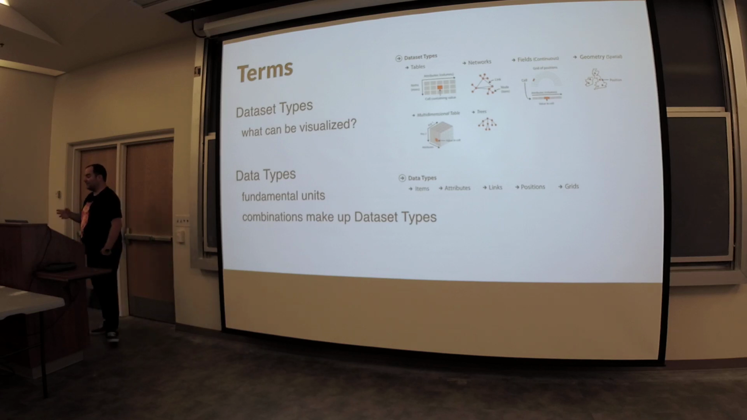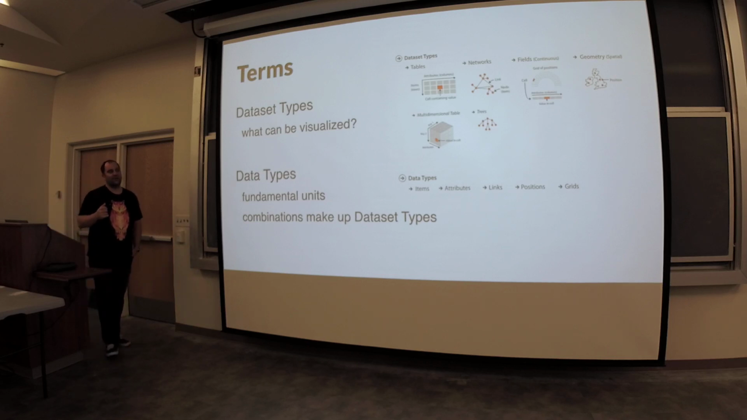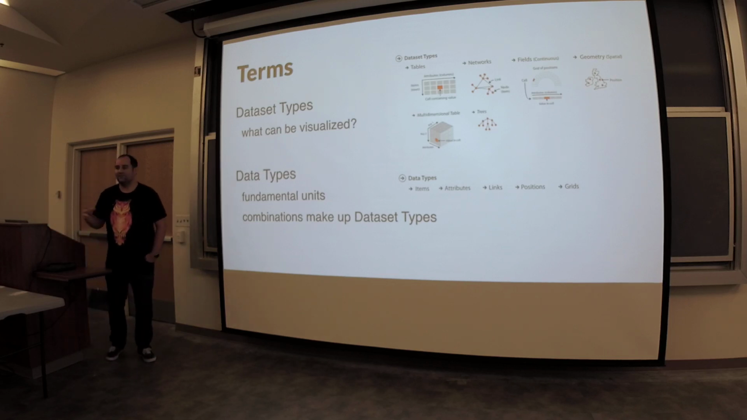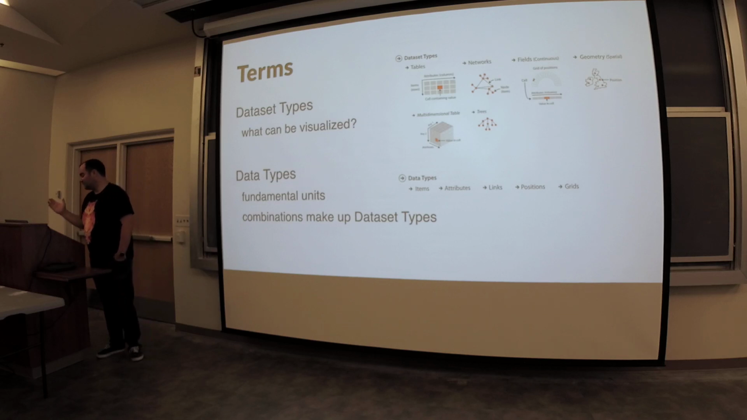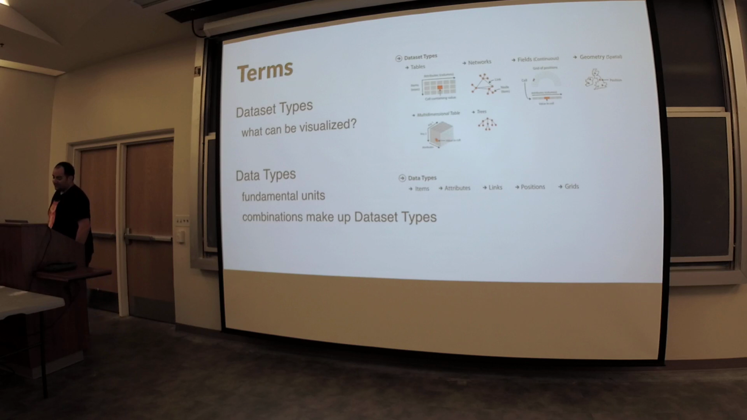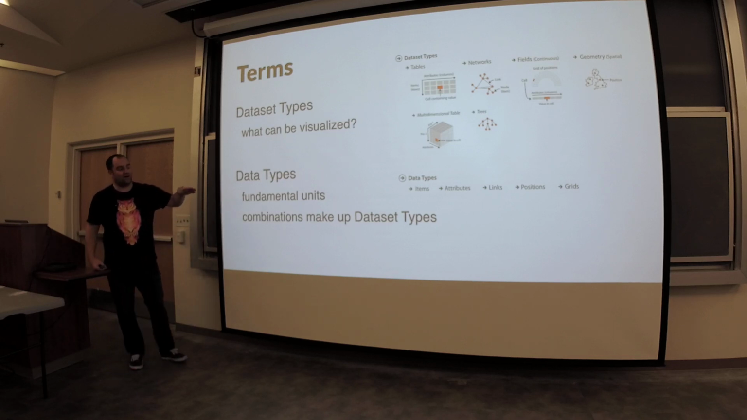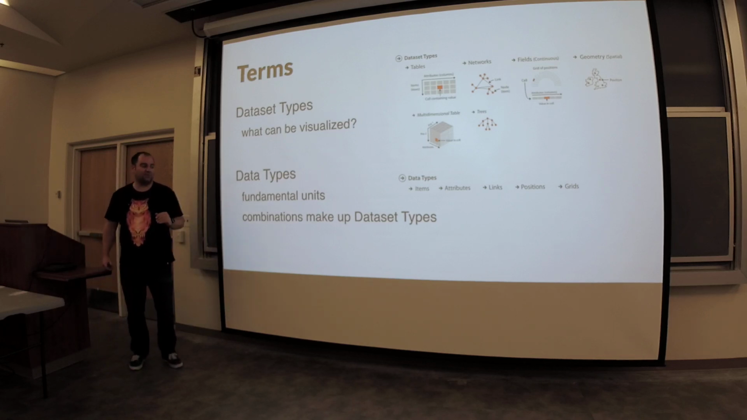And then we subdivide tables into regular tables and multidimensional tables. Networks we can subdivide in many ways, but one particularly useful way is dividing them into general networks or graphs and into trees. And the data types are the fundamental units which in combination make up our data set types. The data types are items, attributes, links, position, and grids. And so we'll start talking about items and attributes.